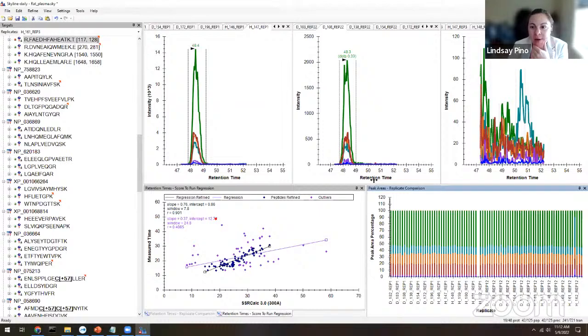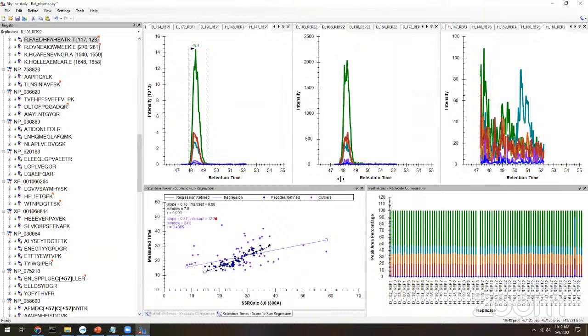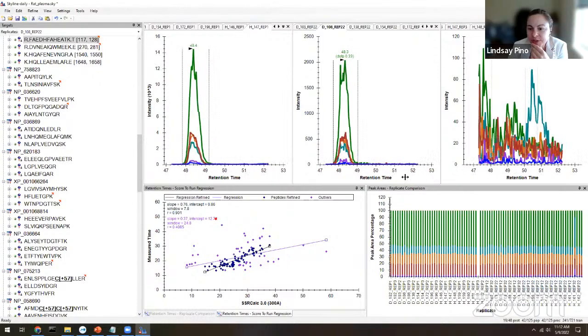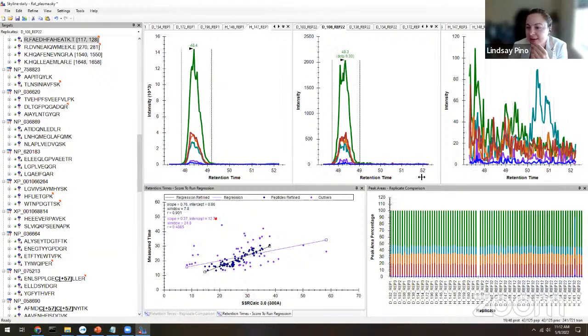Yeah, maybe there's a couple things that I have enabled. In the chromatogram window, if you right click in any one of them, it doesn't matter, you should get a pop-up, and down towards the middle there's an option, synchronize zooming. If you select that, now all of your windows will zoom at the same rate. They'll all be scaled the same.